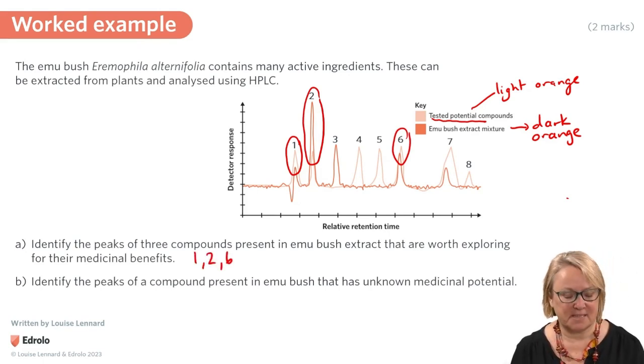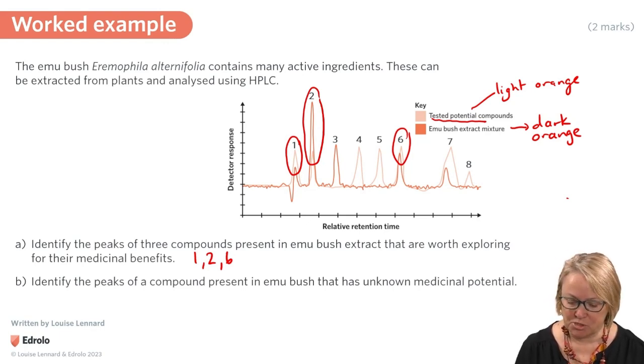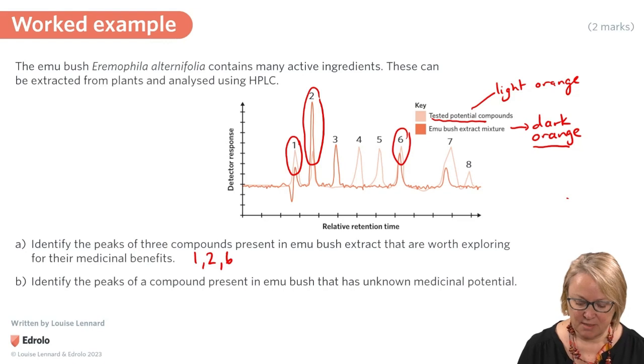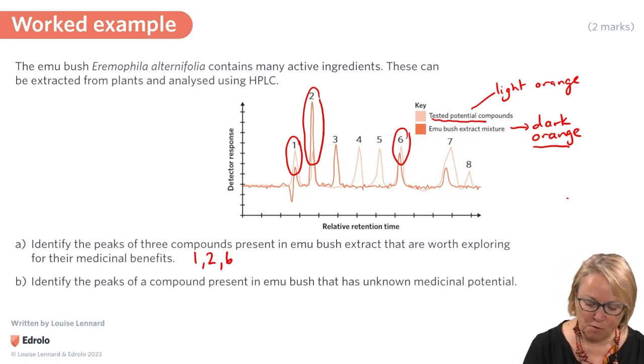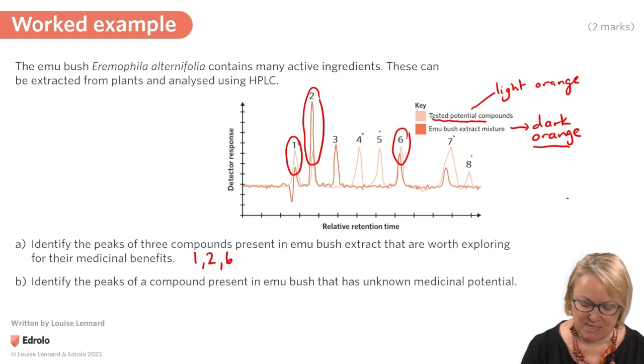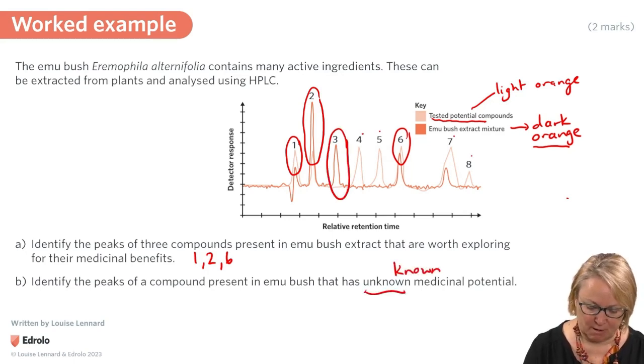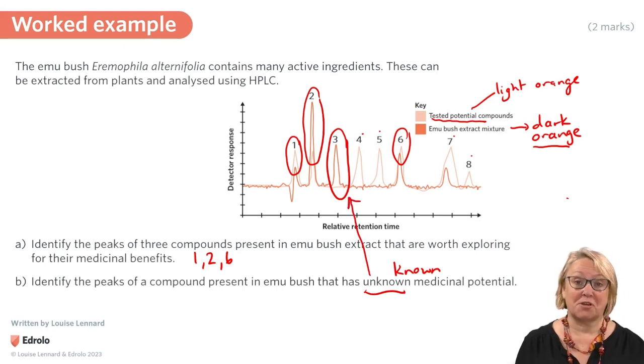Then part B says, identify the peak of a compound present in emu bush, which is the dark orange, that has unknown medicinal potential. The known medicinal potential are the light orange peaks, so 4, 5, 7 and 8 are known. For the unknown, we're going to look at peak 3 because that's the one that we don't know anything about.